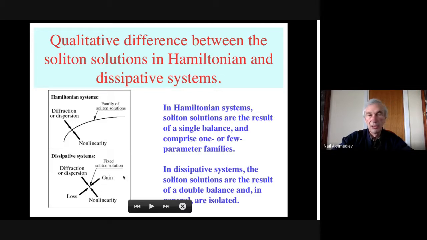So this solution will be a more complicated balance than just in Hamiltonian systems. And this complicated balance has to be studied in detail in order to understand it. This is just a simple physical principle, but this simple physical principle doesn't help us find the shape of the soliton and other parameters. So in order to find those parameters, we actually need to solve the equation.